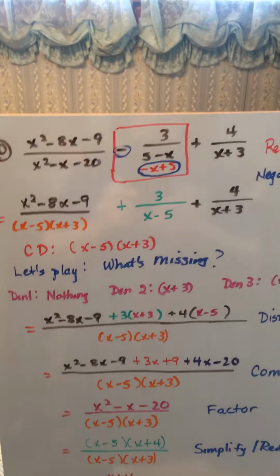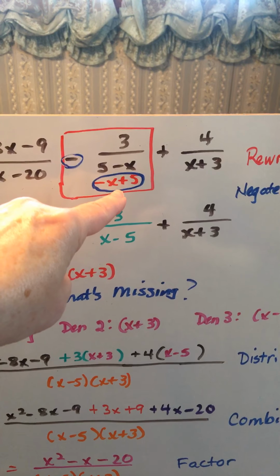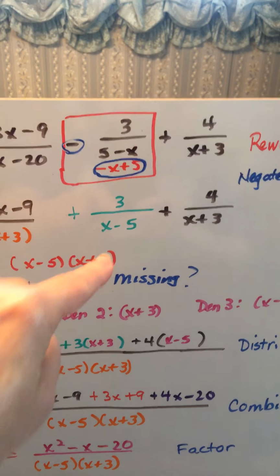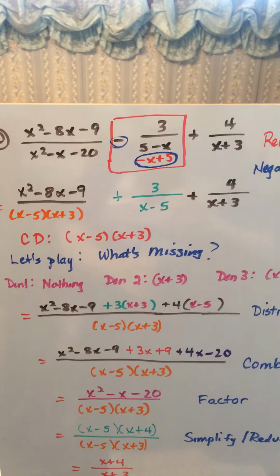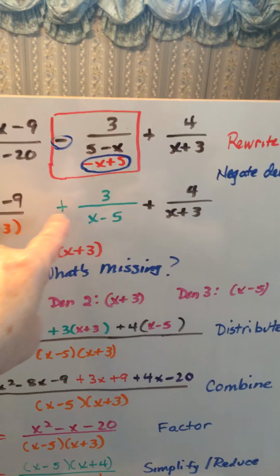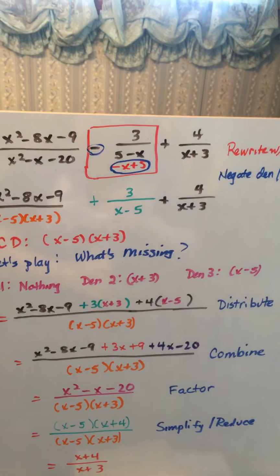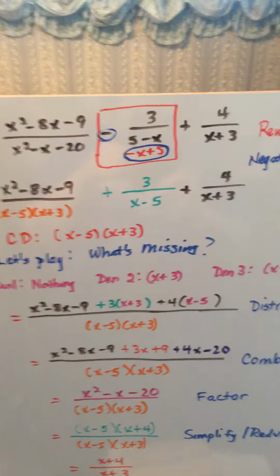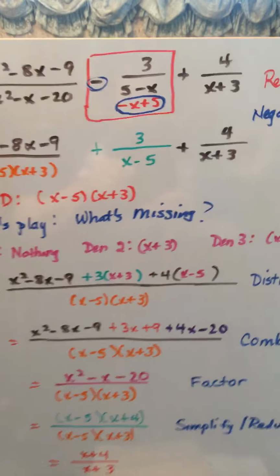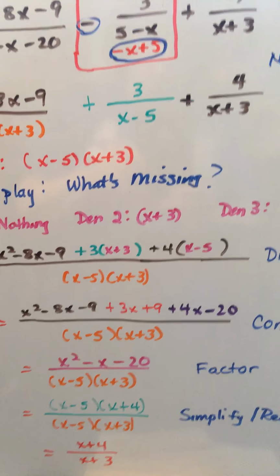Last problem, definitely teacher made. Notice the middle one is doing what the last one did. I first rewrote it, and now I'm going to negate, and I get 3 over x minus 5. The first one has the common denominator. This one is missing the x plus 3. This one's missing the x minus 5. And so we go ahead and we put those missing factors in. We distribute and get that mess. 3x plus 9 and 4x minus 20.